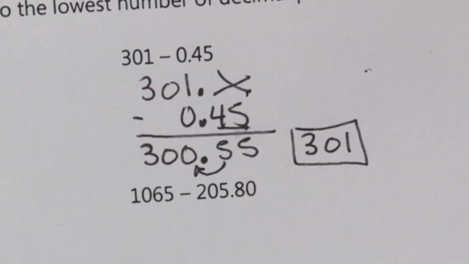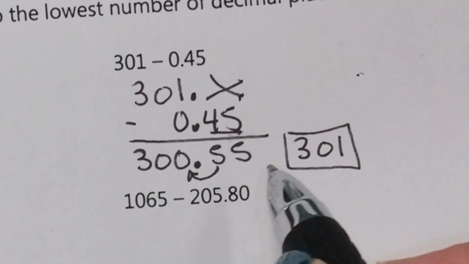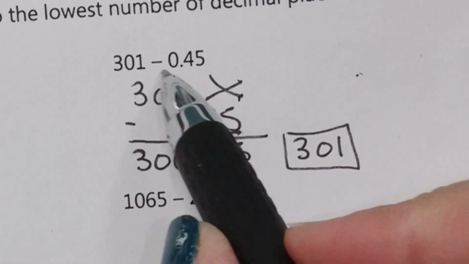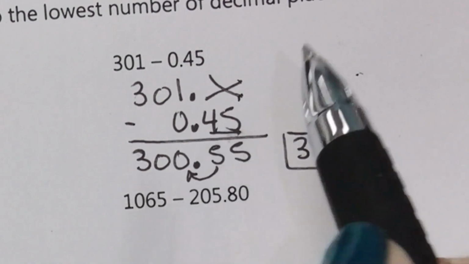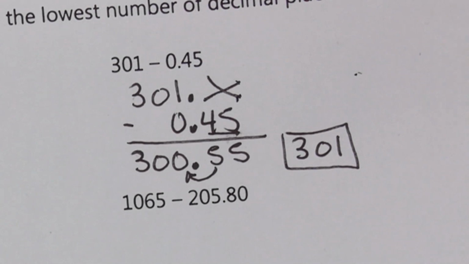So in this case, by using significant figures, what we find is 0.45 is actually small enough that it does not affect the overall final answer, because the precision of 301 is so much less precise than the precision of the 0.45.